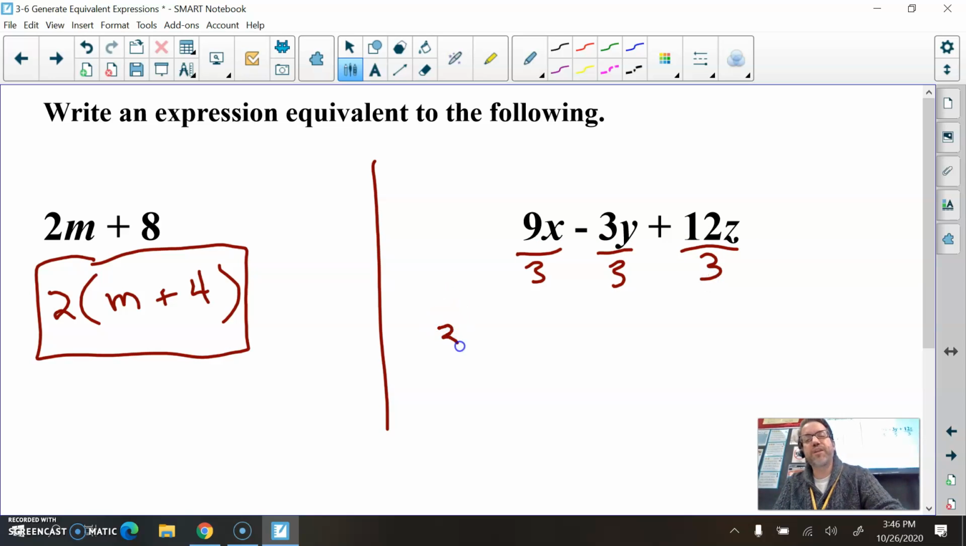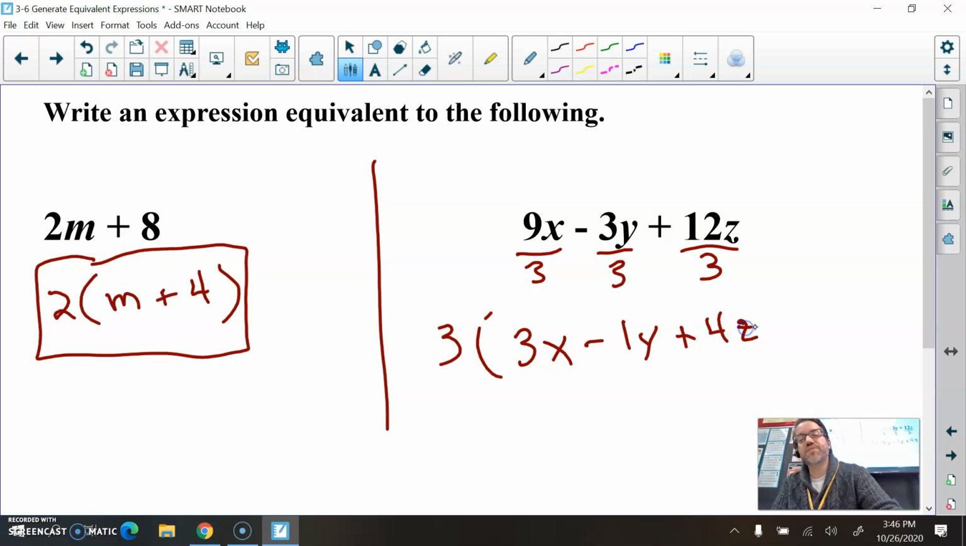And so I have 3 times, well, this would have to be 3 times 3x, right? Would give me 9x minus 3 times what gives you 3? Well, 1y. 3 times 1y is 3y plus, and then 3 times what would give you 12z? Well, 3 times 4 is 12, and then times the z as well. So I have 3 times the quantity 3x minus 1y plus 4z.